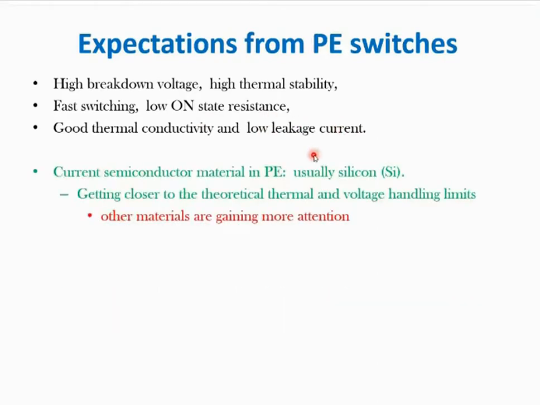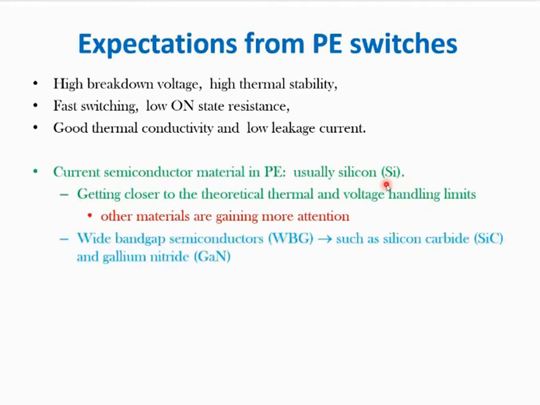Presently, most power electronic switches use silicon, and silicon has been used for several years now. So they are pretty close to their thermal and voltage handling limits. This is quite a mature technology, and it is already reaching its full potential. For further improvement, research is going on for other alternatives. Among wide band gap devices, silicon carbide and gallium nitride are the most prominent ones.